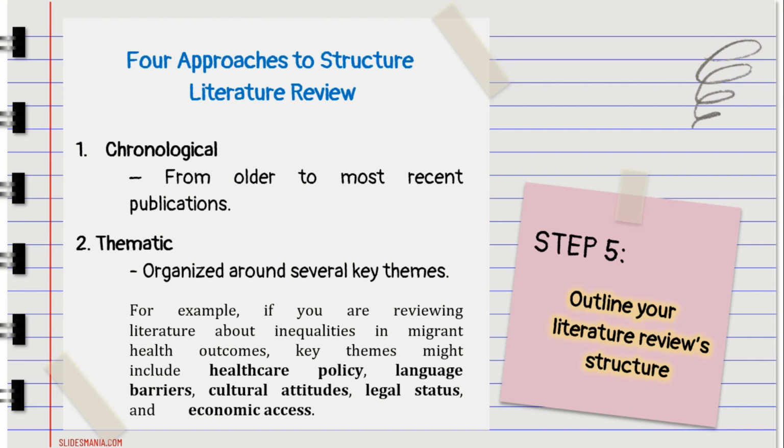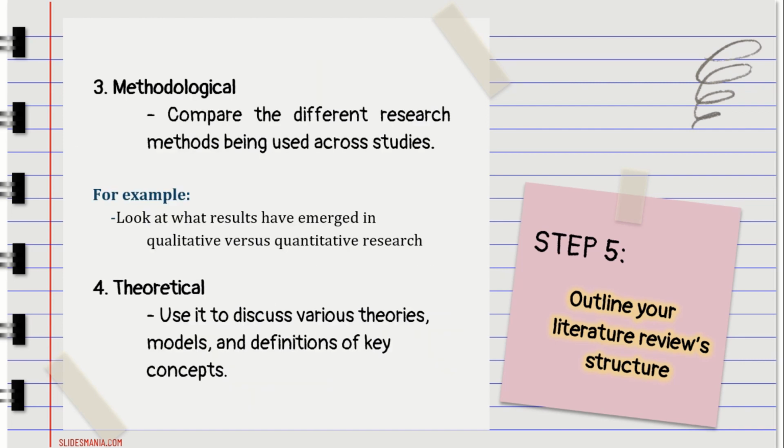Another is thematic, so organize around several key themes. So if you have found the recurring central themes, you can organize your literature review into subsections that address different aspects of the topic. For example, if you are reviewing literature about inequalities in migrant health outcomes, key themes might include healthcare policy, language barriers, cultural attitudes, legal status, and economic access.